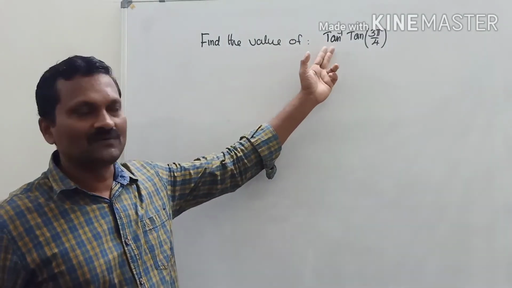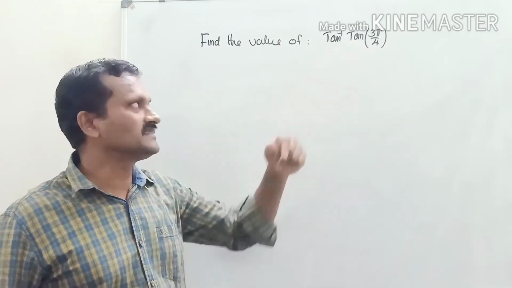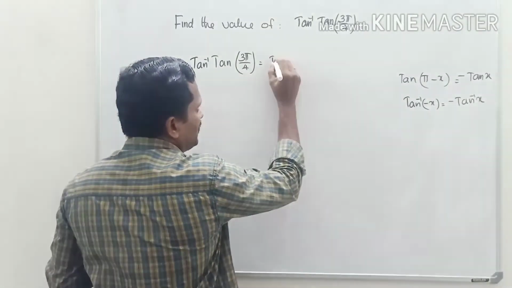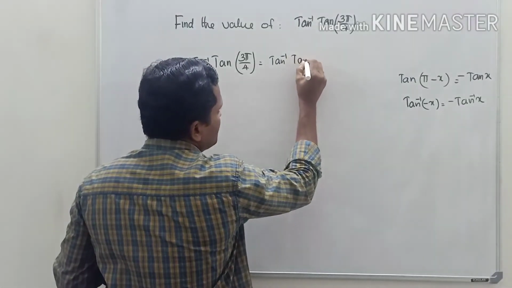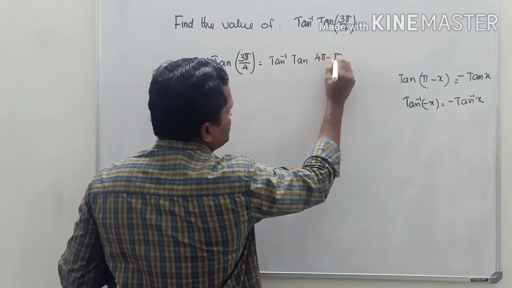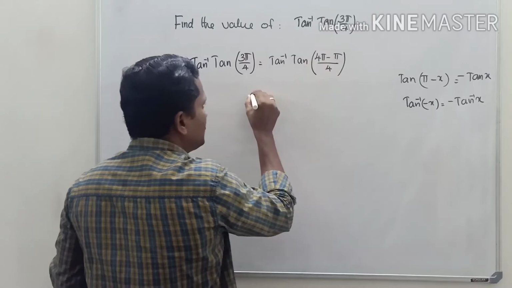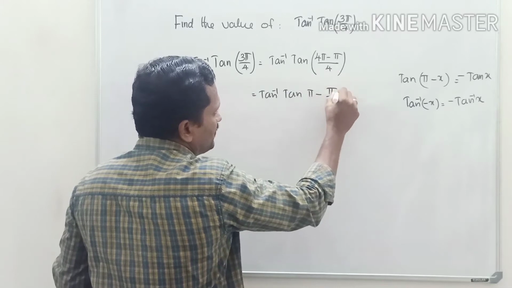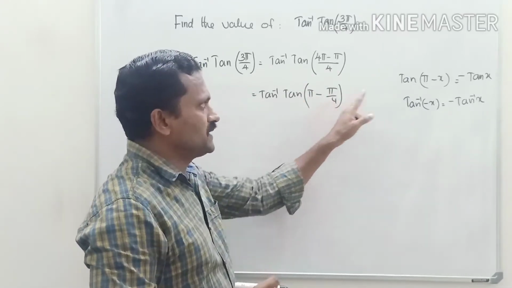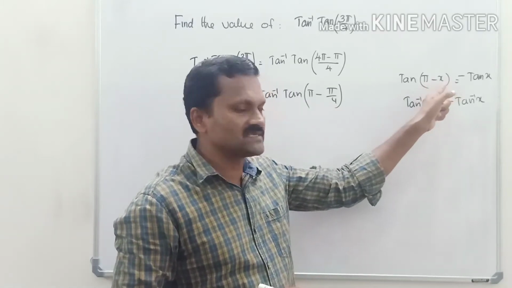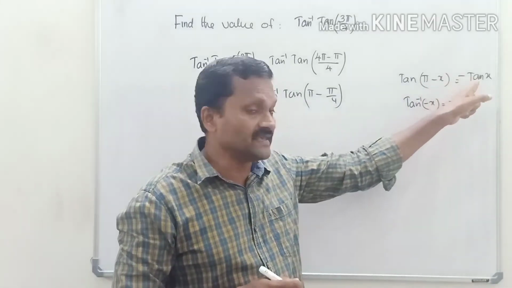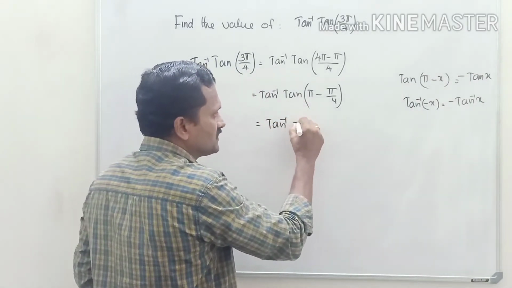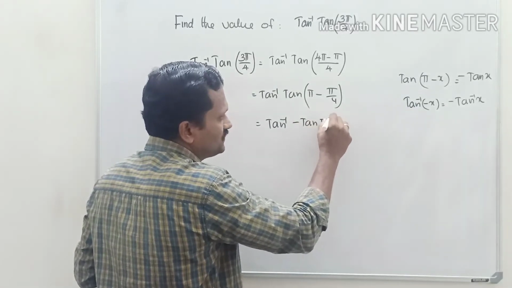Find the value of tan inverse tan 3 pi by 4. Tan inverse tan 3 pi by 4 can be written as tan inverse tan of 4 pi minus pi divided by 4. That is, tan inverse tan of pi minus pi by 4. Tan of pi minus pi by 4 is of the form tan pi minus x. What is tan pi minus x? That is minus tan x. So, this can be written as tan inverse of minus tan pi by 4.